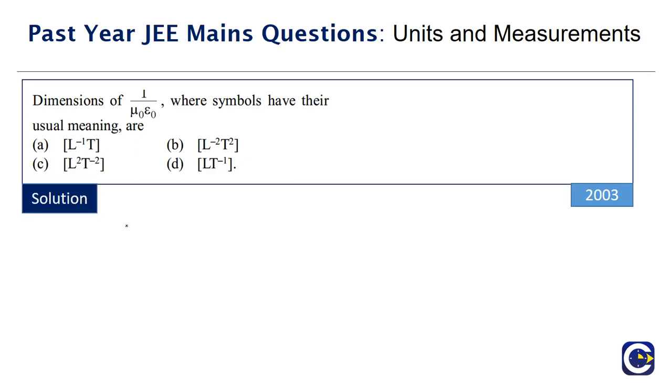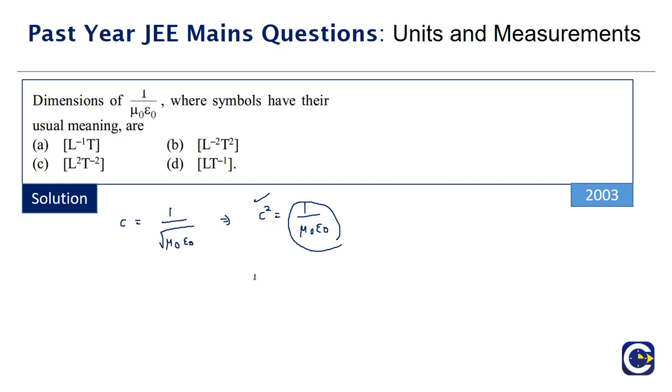We may recall that in the electromagnetic waves topic, we have the expression for the speed of light in vacuum, which is given by 1 by root of mu naught into epsilon naught. If we square both sides, c square will be 1 by mu naught epsilon naught. Now we are looking for the dimensional formula for 1 by mu naught into epsilon naught, which will be the dimensional formula of c square, and c is the speed of light in vacuum or free space.